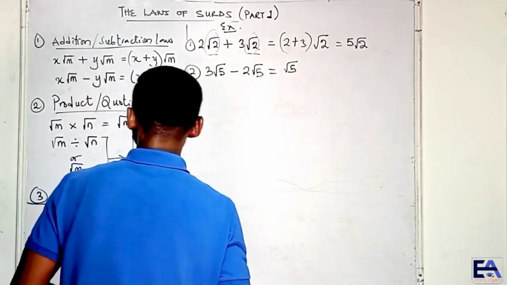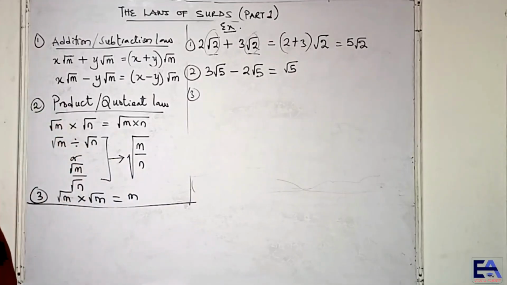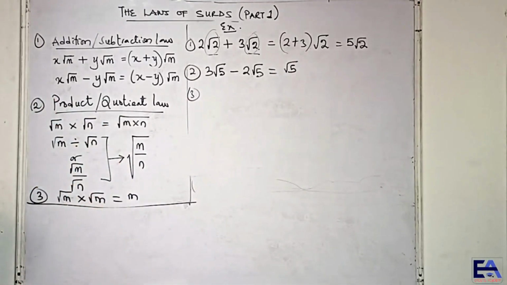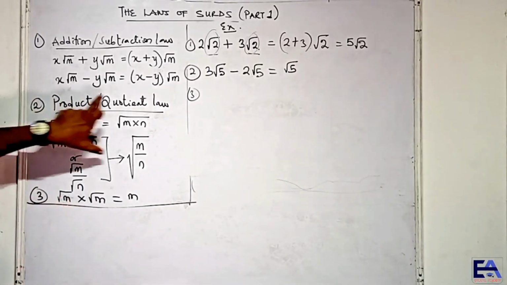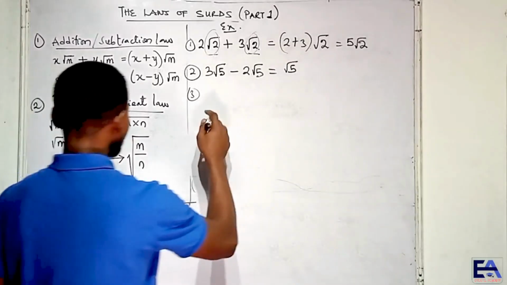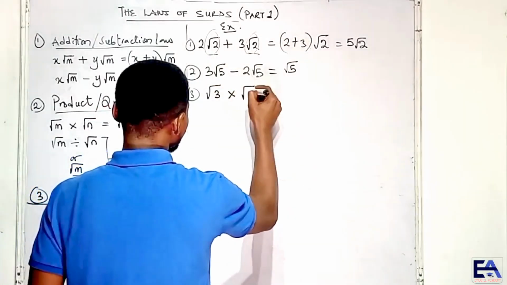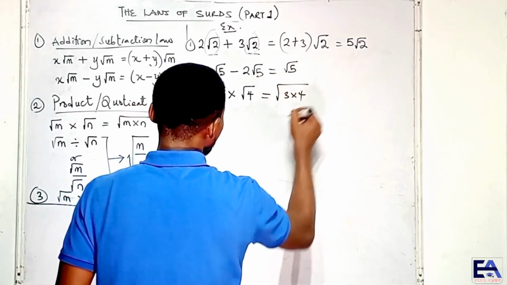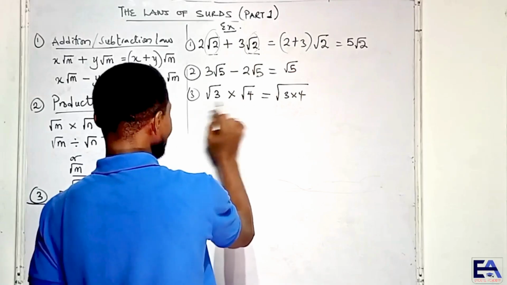Then number 3, let's have examples on the product or the quotient. Product means multiplication, quotient means division. Some of the questions we're going to be dealing with here will need this law. If you have root 3 multiplied by root 4, it's the same thing as root of 3 times 4. You can do that for multiplication and division. You cannot do it for addition and subtraction when they are different roots.